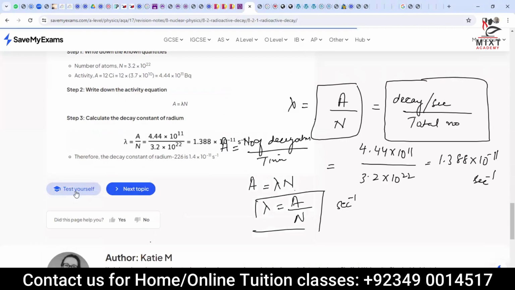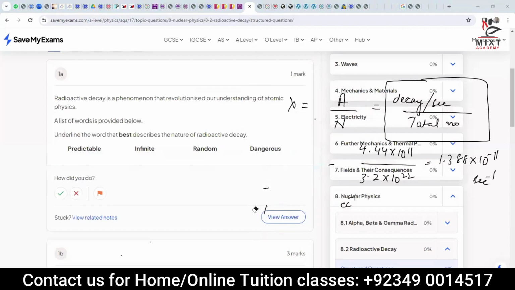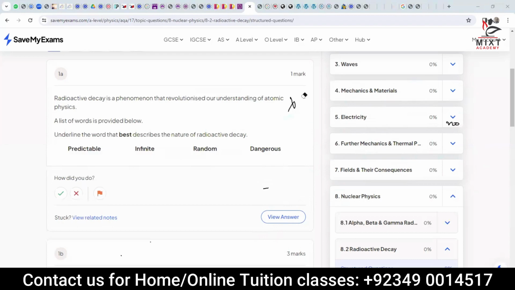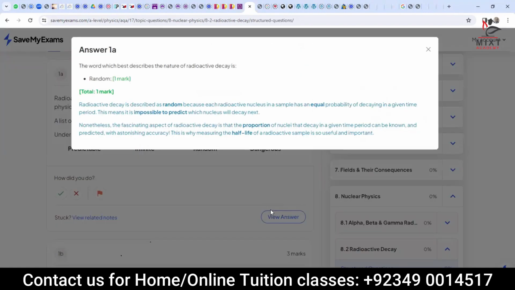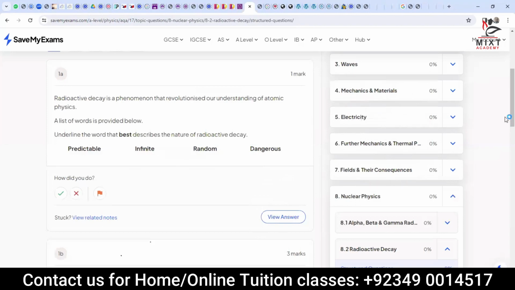Okay, now let's quickly test ourselves. We see how good we are now to understand this. First point, a radioactive decay is a phenomenon that revolutionized our understanding of atomic physics. A list of words is provided below: predictable, infinite, random, or dangerous. What is it? Random. I believe too, because random means we can't predict it. Definitely it's random because it's impossible to predict. Okay, the next one.